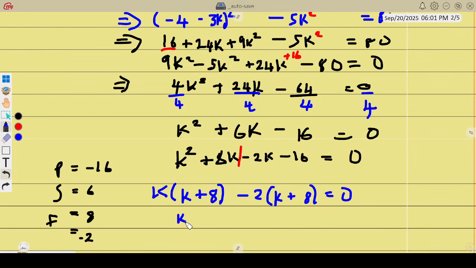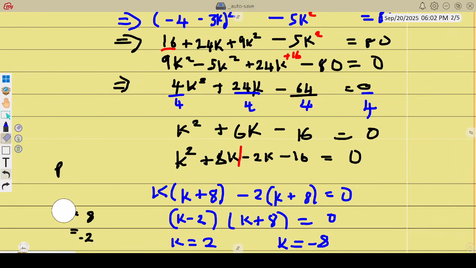And then the common things, k minus 2 and k plus 8. Yeah, so the values of k, you quickly finish up. You say k is equal to 2 or k is equal to negative 8. So that's how you solve.